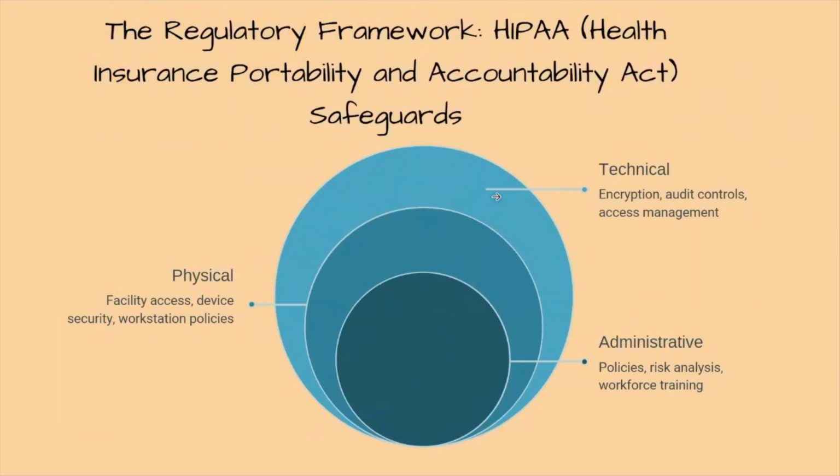So this is the HIPAA regulatory framework. These right here are the safeguards that HIPAA requires organizations to implement. First off, we have the technical. This could be encryption, audit controls, and access management. Next, we have administrative controls. These are policies, risk analysis, and workforce training. So think of the employee trainings that your company has you do. That's what it would be like. And then lastly, we have physical security. This would be facility access controls, device security, and workstation policies.